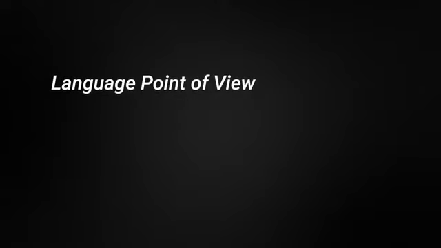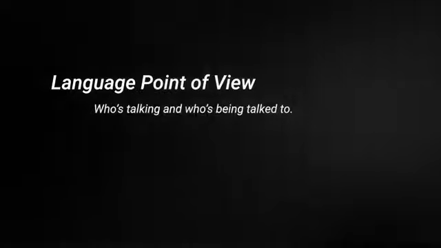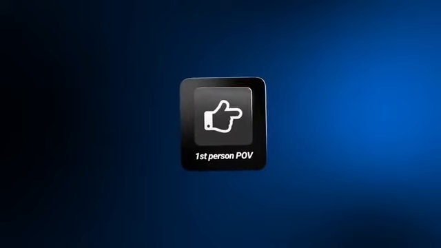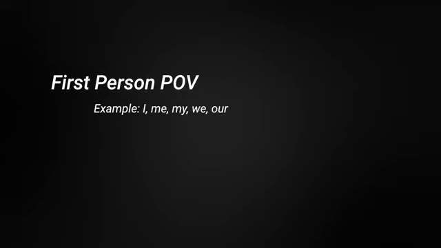Now, language point of view is basically about who's talking and who's being talked to. And there are 4 main language points of view. First person language is when the speaker talks about themselves. You'll see words like I, me, my, we, and our in their thumbnails. I'll show some examples of first person language thumbnails on screen.